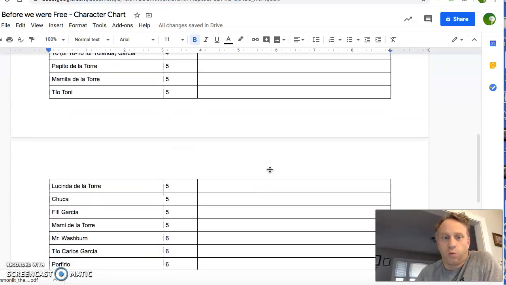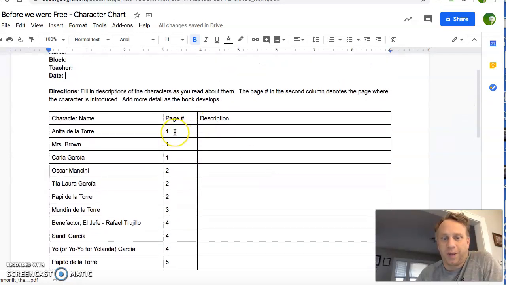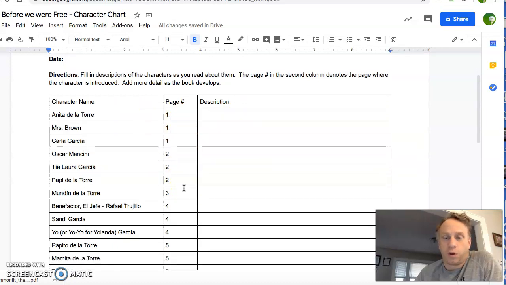So what I created for you here is a document with a list of all the major characters. And what you'll notice in the center column is a page number where the character is introduced. This is the first time they mention the character. So this is really for your benefit to keep in mind who each of these people are. I'm not looking for huge, lengthy descriptions. When you meet Anita and they tell you who she is, jot down a note or two.